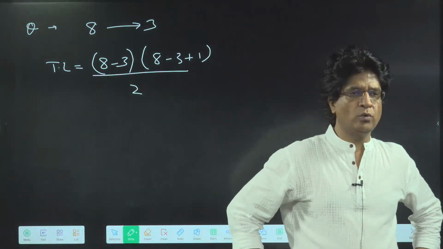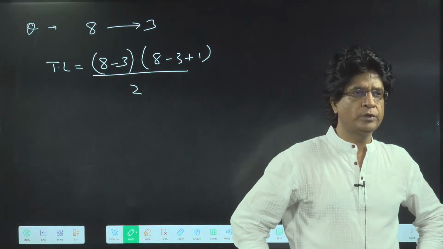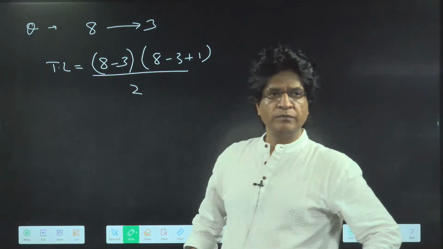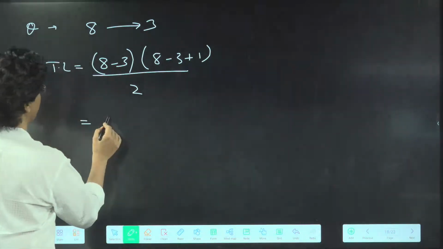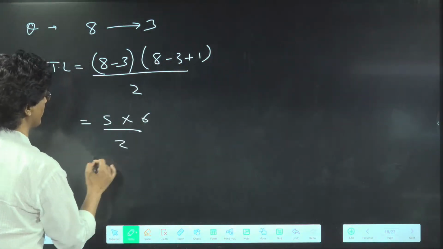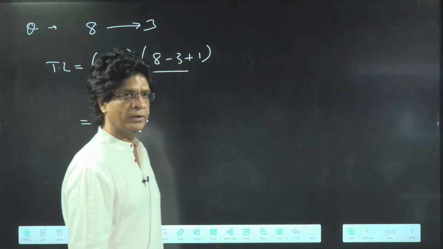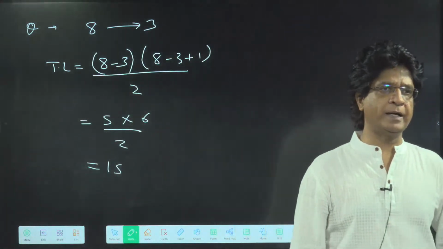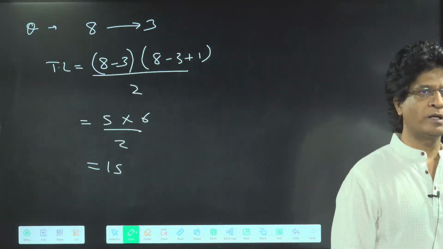Keshav Raj, no. Sriram, no. The total number of lines formed is 15. This will be 5 into 6 upon 2, equal to 15 again. The total number of lines formed will be 15 again. Please check, everyone.